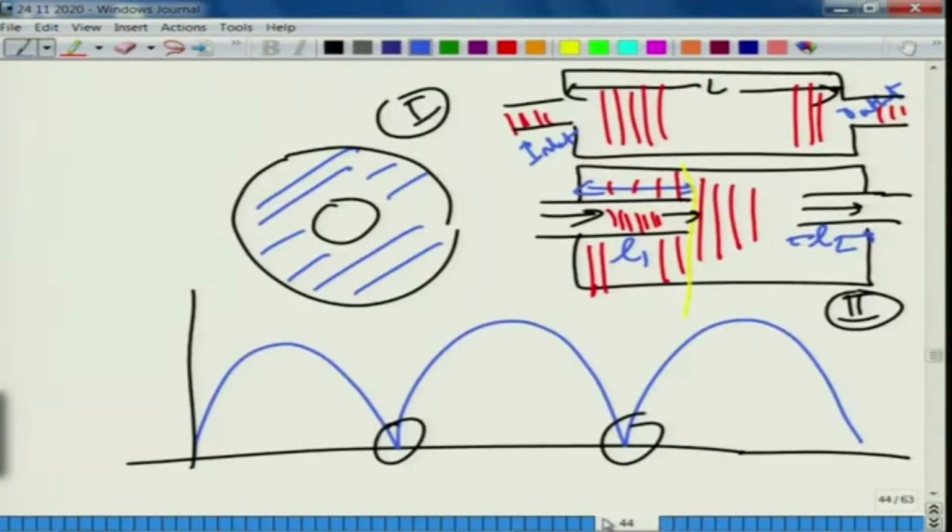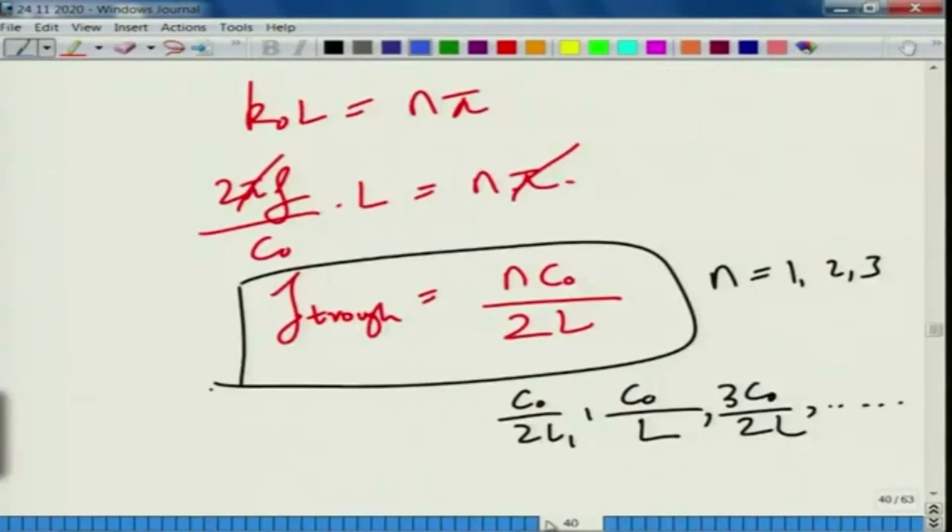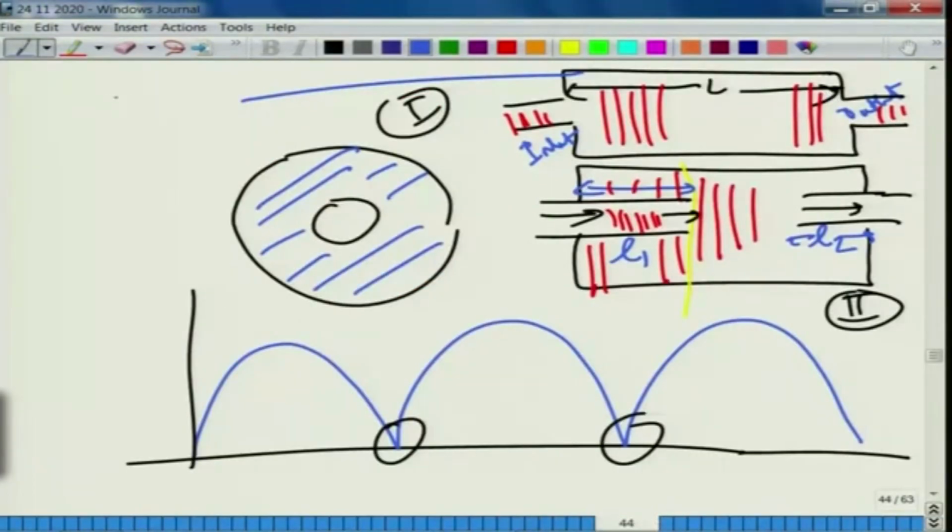So, here we were. So, when L1 and L, so naturally the trough will happen. Let us recall the last discussion. So, this was what we had, C naught by L. So, C naught by L is the first frequency, first axial resonance frequency. So, going back to our slide here, f trough is equal to C naught by 2L. This is the frequency at which the first trough occurs.